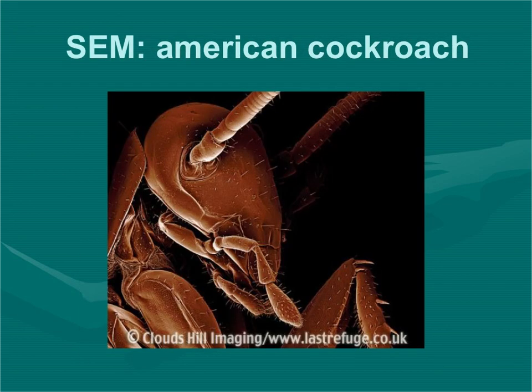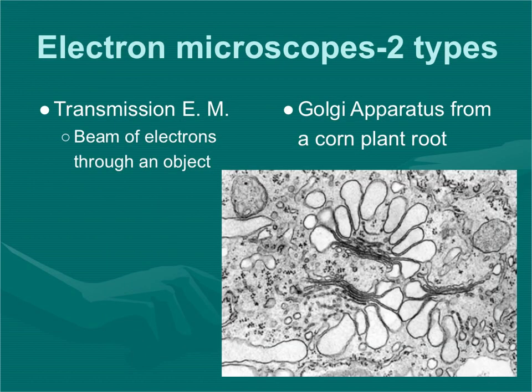And then this is a scanning electron microscope image of an American cockroach. You can see this is his head. These are the antennae that stick out from his head, and then these are the mouth parts here. That's what a cockroach looks like when you get up really, really close. The other type of electron microscope is the transmission electron microscope, or sometimes those are called a TEM.